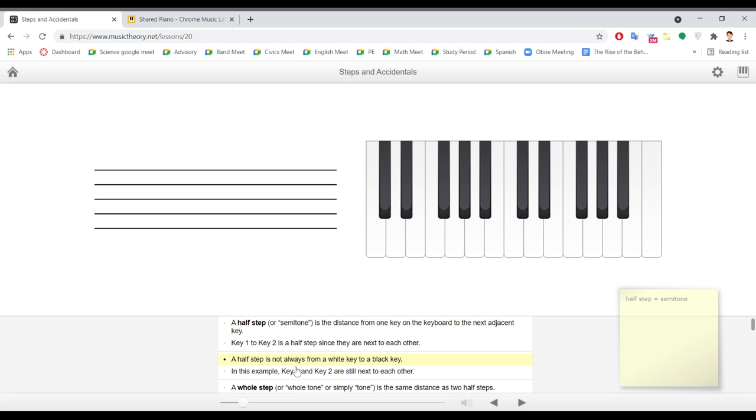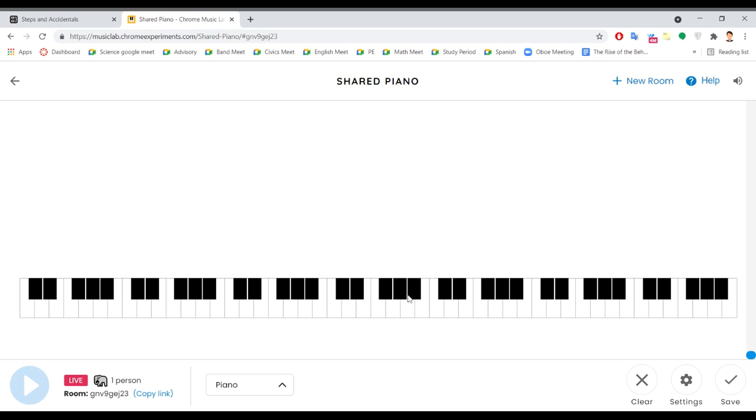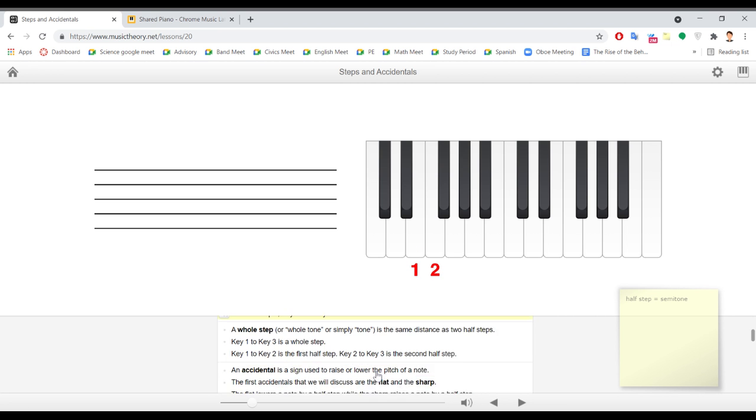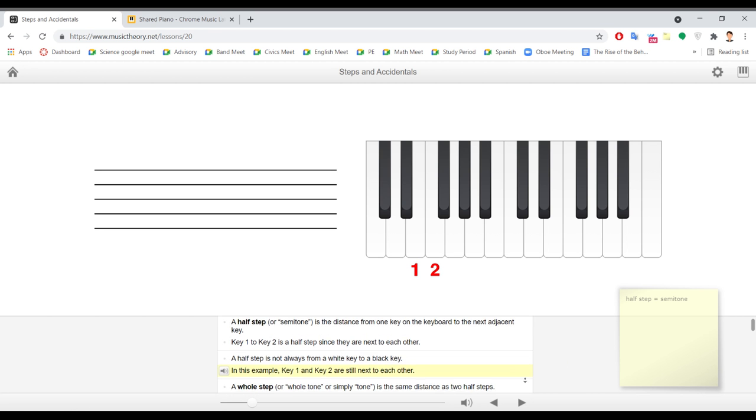A half step is not always from a white key to a black key. Yes, that's true because if I told you to go from E and take a half step to the right, then it would have to be F, which is also not a black key. So a half step isn't always from a white key to a black key. In this example, key 1 and key 2 are still next to each other, but it's not from a white key to a black key.